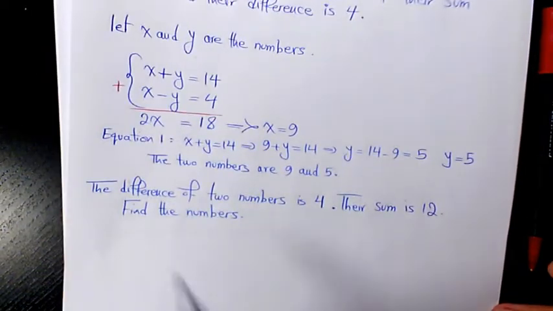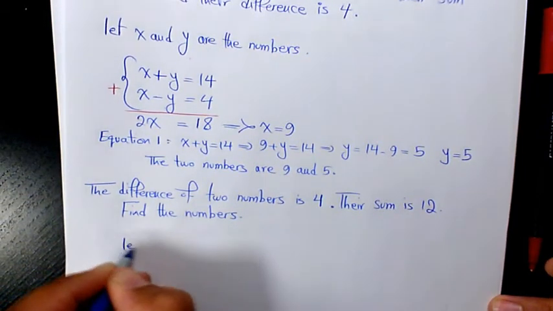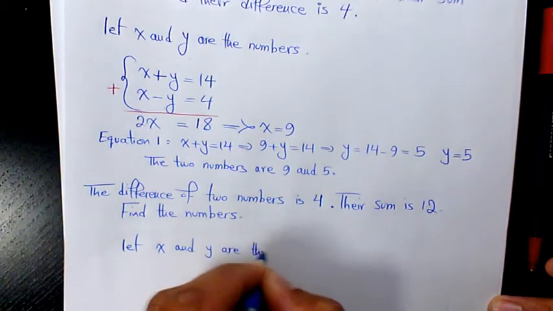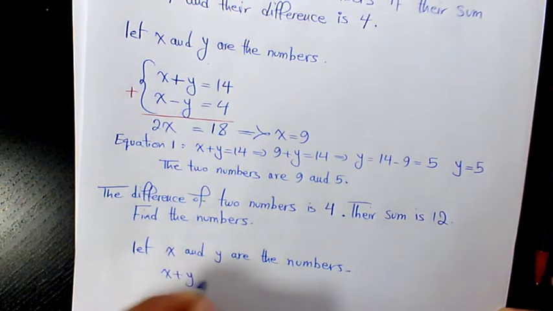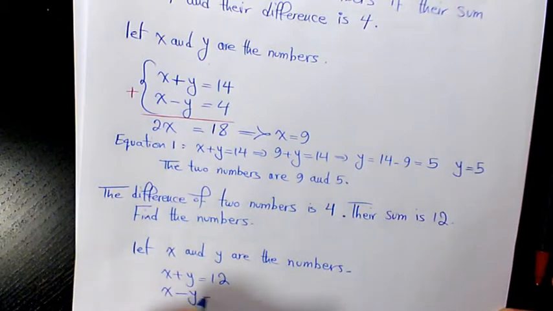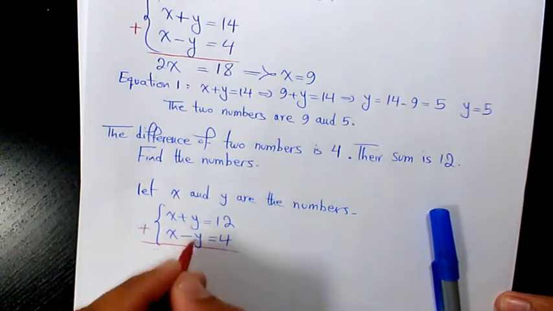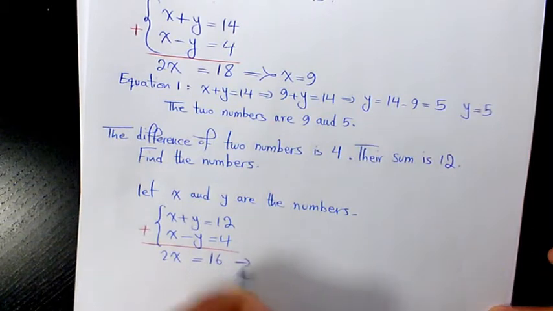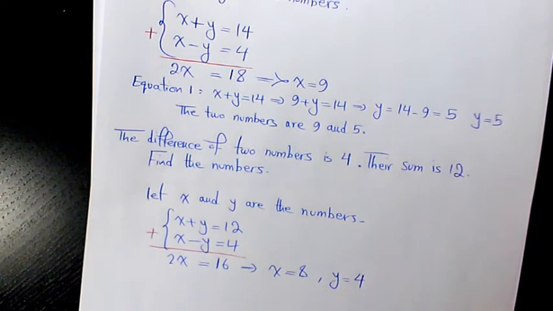Next example. The difference of two numbers is 4 and their sum is 12. Find the numbers. This is very similar to the previous question. I'm going to write it very quickly. Let x and y be the numbers. x plus y is 12. x minus y is 4. Again, when you add them, these two cancel out. We're going to have 2x equals 16. So therefore, x is 8 and y becomes 4.